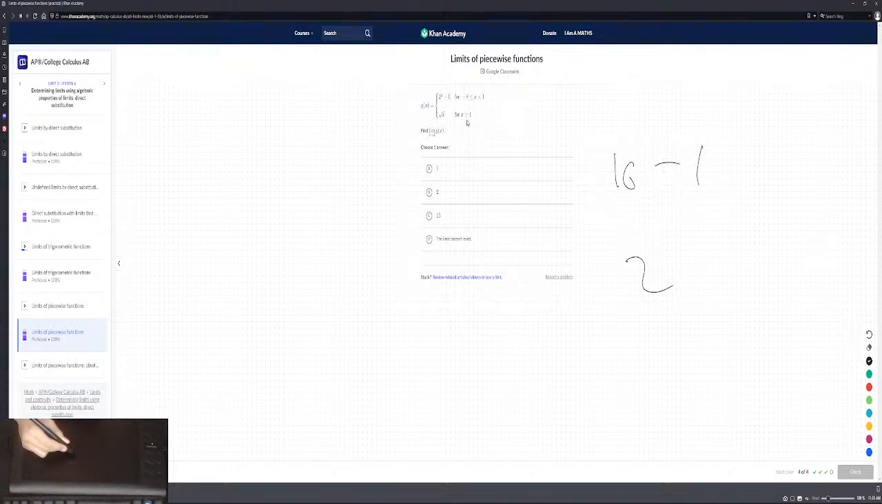So as x is greater than or equal to 1, this side would be approaching 4 from the positive direction. And this side would be approaching 4 from the negative direction. These two are not equal to each other.